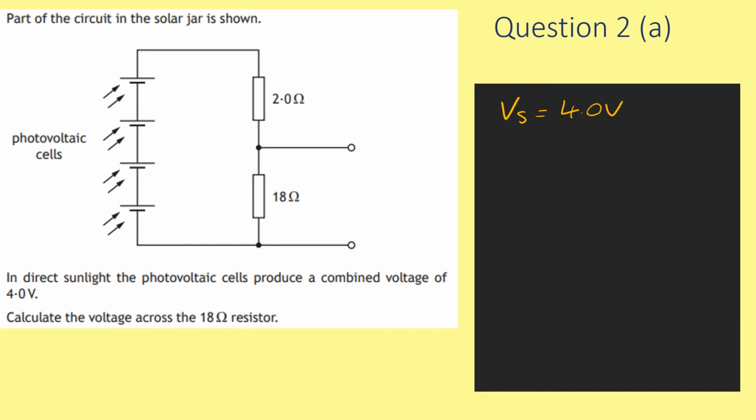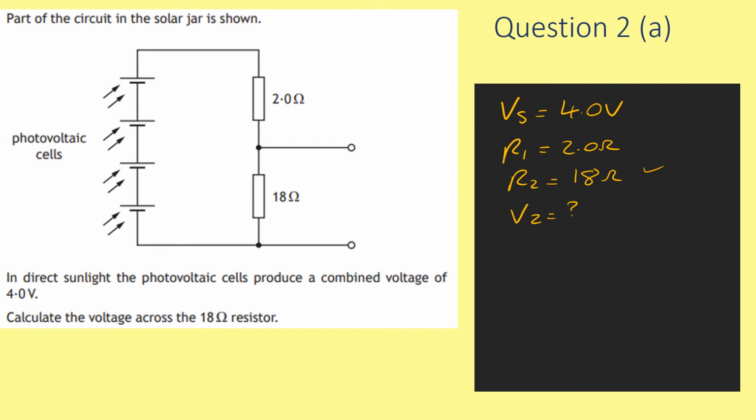We also know the resistances within our potential dividers. So R1 at the top is equal to 2.0 ohms. R2 at the bottom is equal to 18 ohms. And it's that one that we're really interested in. We want to find the voltage across the 18 ohm resistor, so we want to find V2.